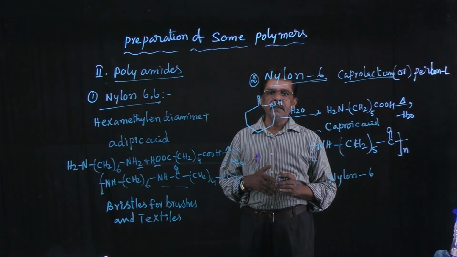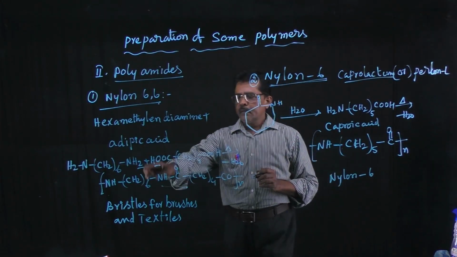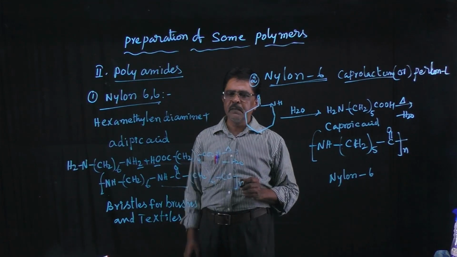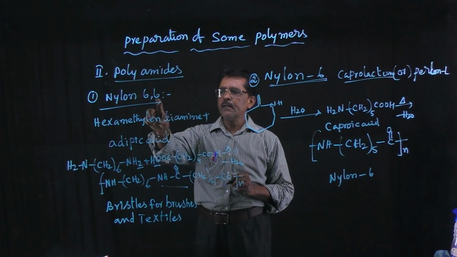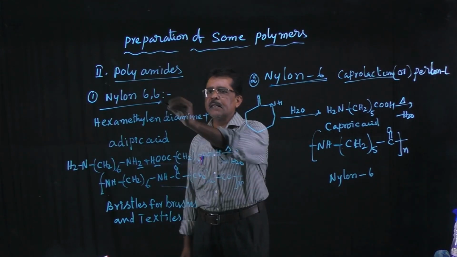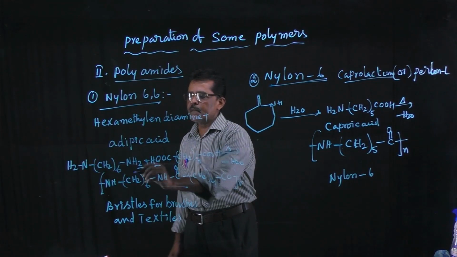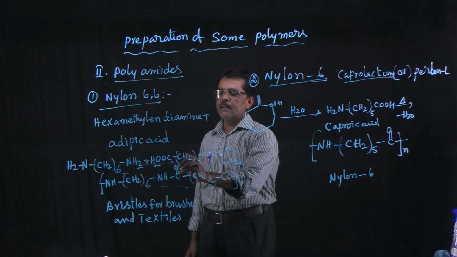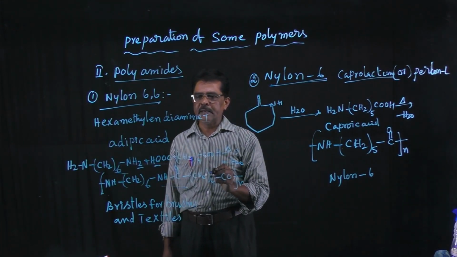Polyamides means both are having the CO amide bond. CONH is the main amide bond. So nylon 6,6, why are we going to call it 6,6? 6,6 means there are 6 carbons of one compound, hexamethylene diamine, and 6 carbons of the dicarboxylic acid, adipic acid. Right? Understand?